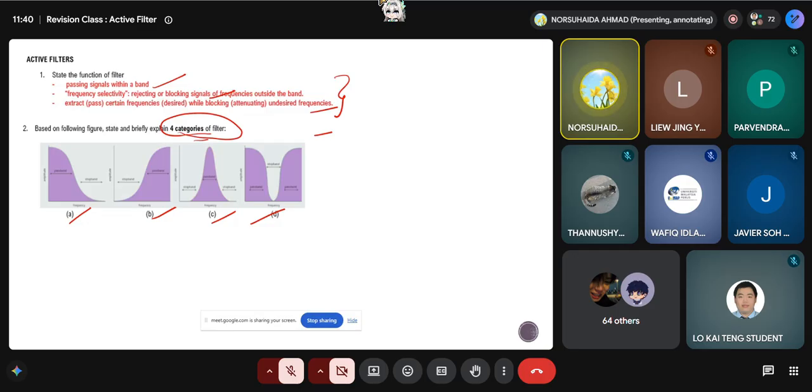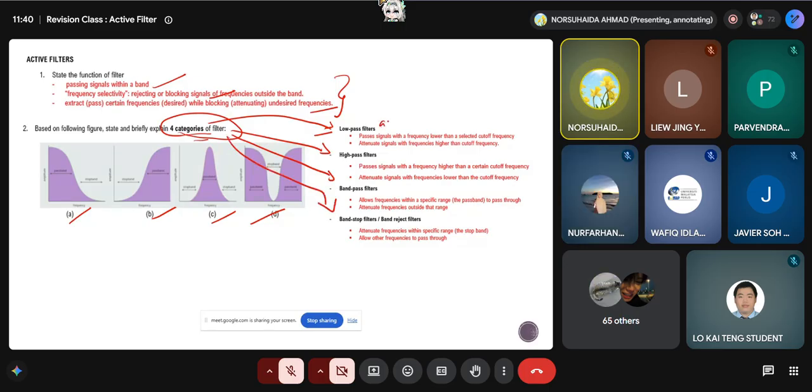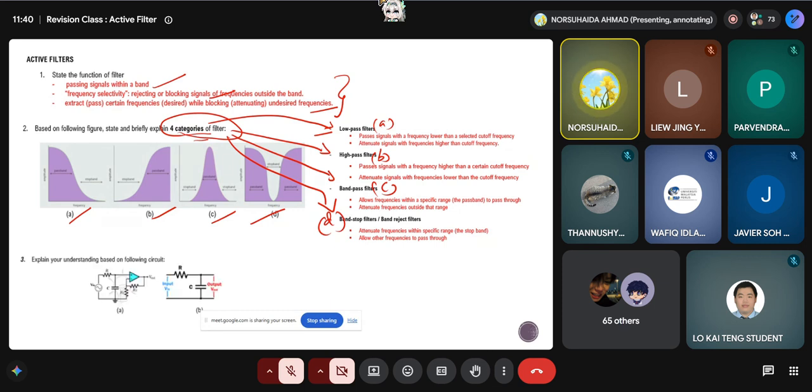So next we move to question number 3. Before that, these are the categories: low pass, high pass, band pass, and also the band stop. This is A, B, C, D, based on this figure. Okay, next is question number 3.